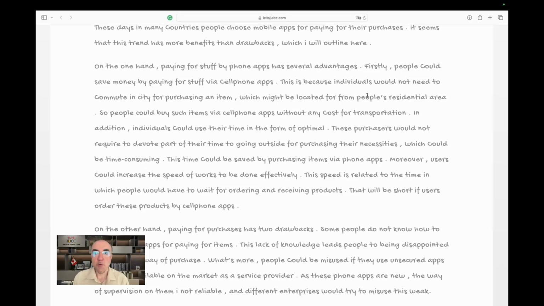I suggest that you come up with examples and say, for instance, the citizens of a city located 35 kilometers away from London have to commute to London to purchase certain items. But thanks to these apps, they no longer have to commute the 35-kilometer distance, twice actually, to go to London and come back just to purchase one item.